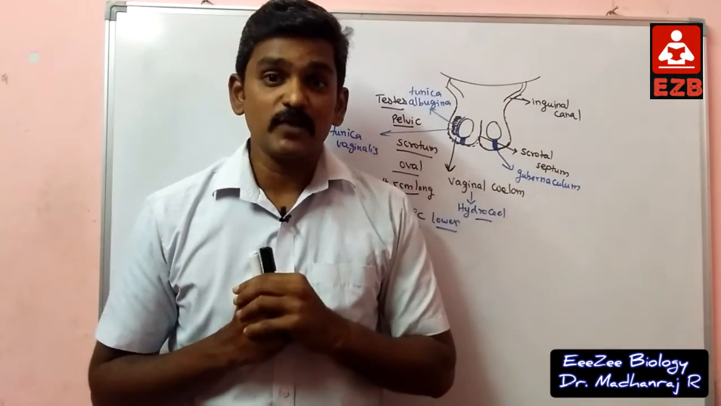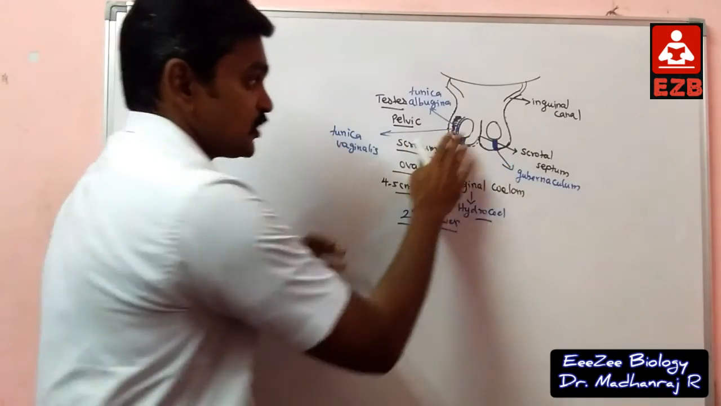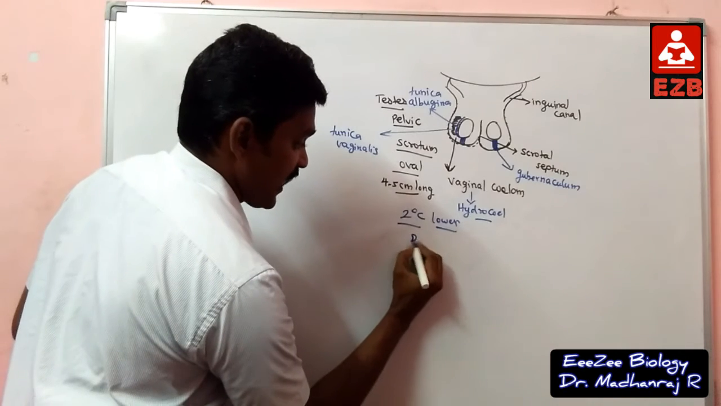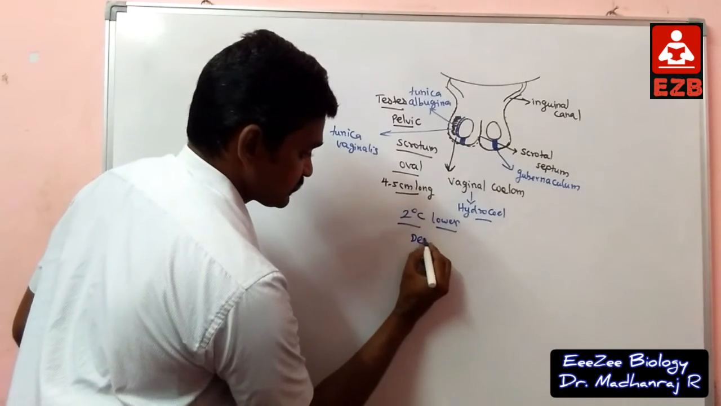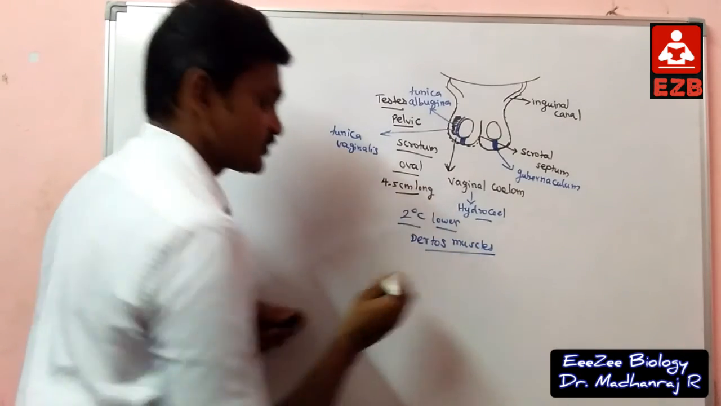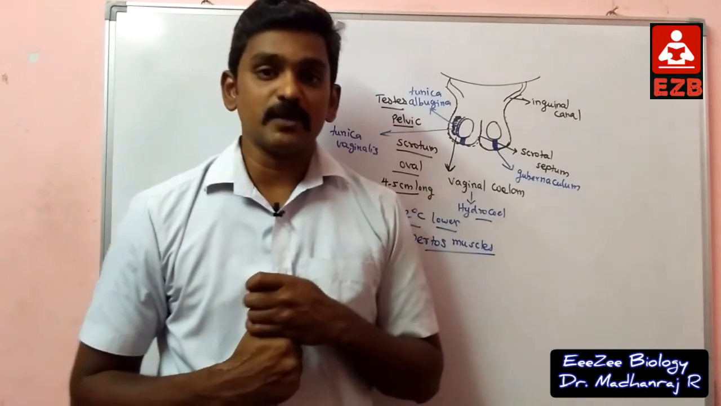So who will be responsible for maintaining the temperature? There is a group of tissue present in the scrotal bag. Those tissues are called dartos, the dartos muscles. So these muscles are responsible for maintaining the temperature lower than the body temperature.